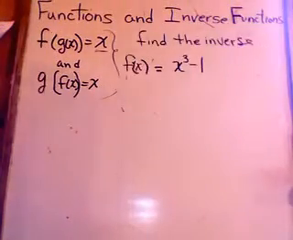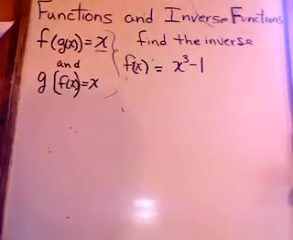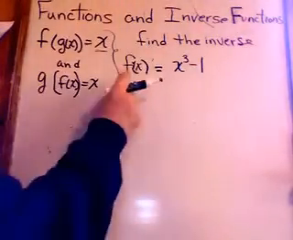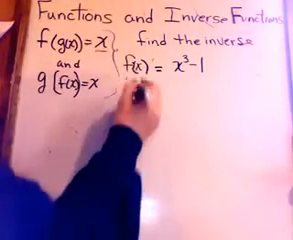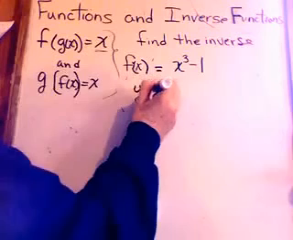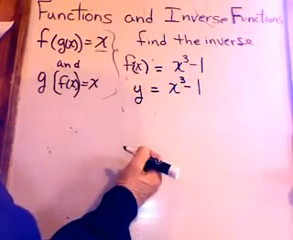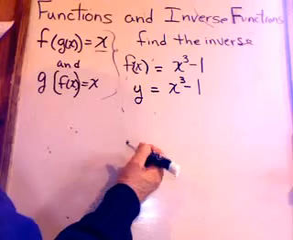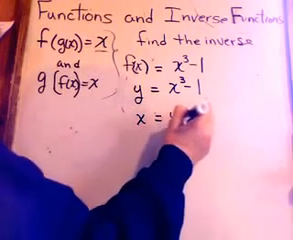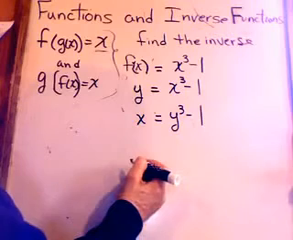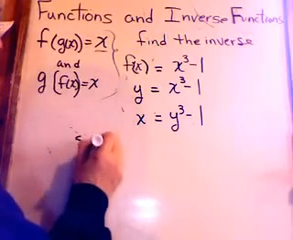Okay, so you're going to be posed with questions like this. Find the inverse, and you're going to be given a function. And there's a few little steps. The first step, when you're given the function f of x equals x cubed minus 1, replace the f of x with y. So y equals x cubed minus 1. Next step, switch the x's and y's. So x equals y cubed minus 1. Next step, solve for y.